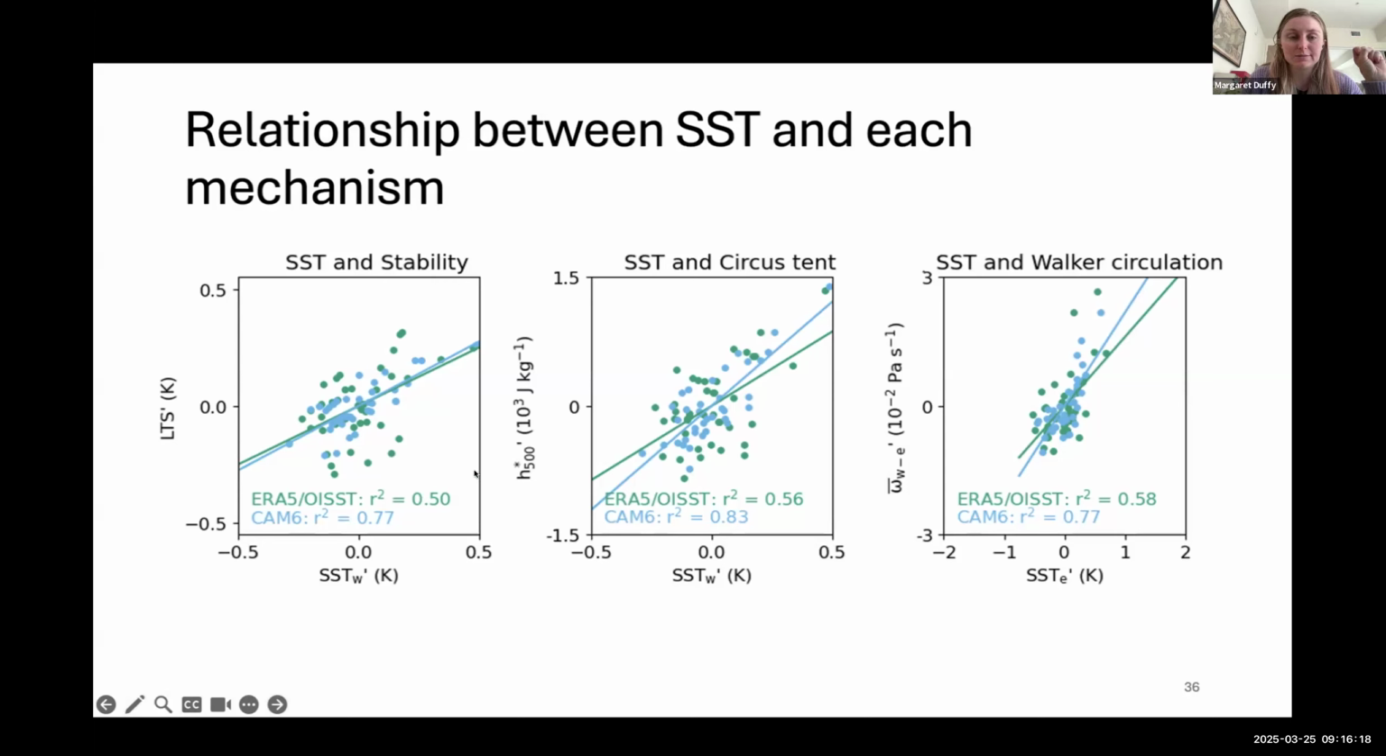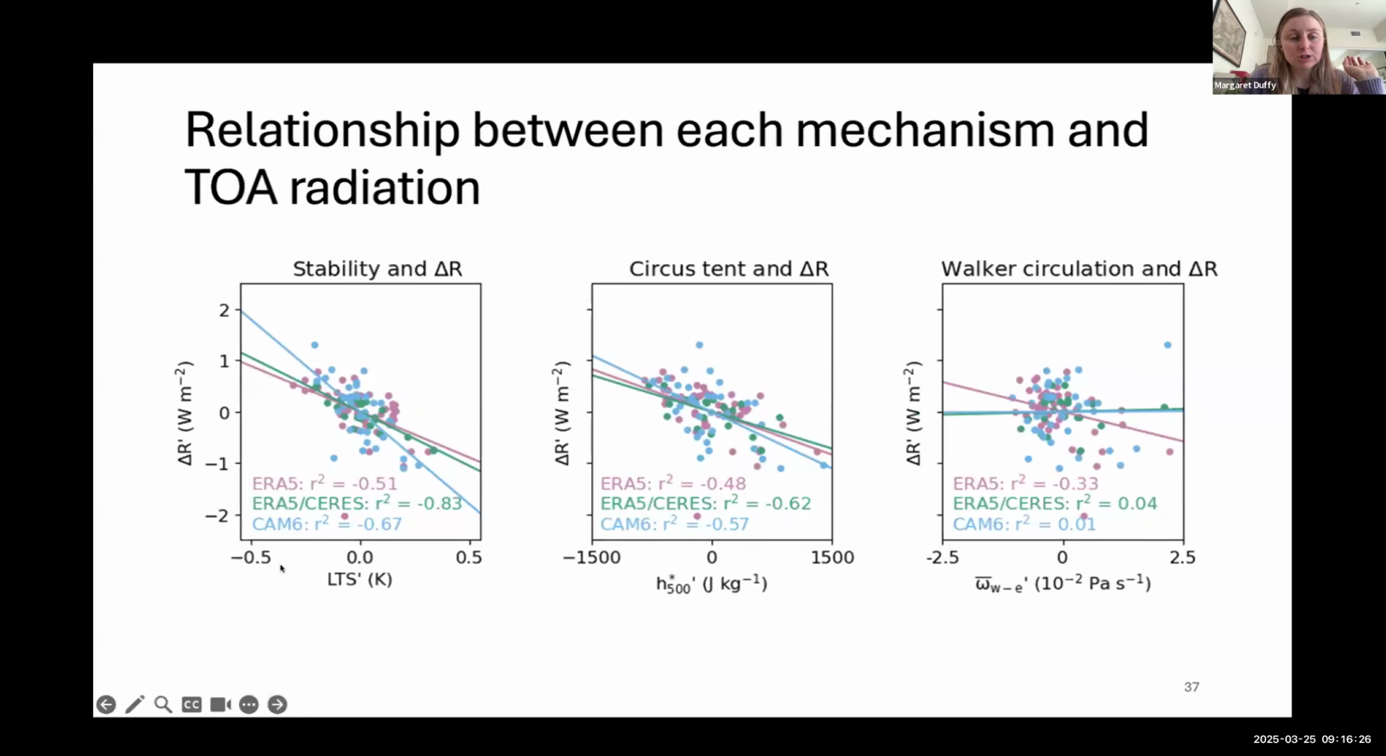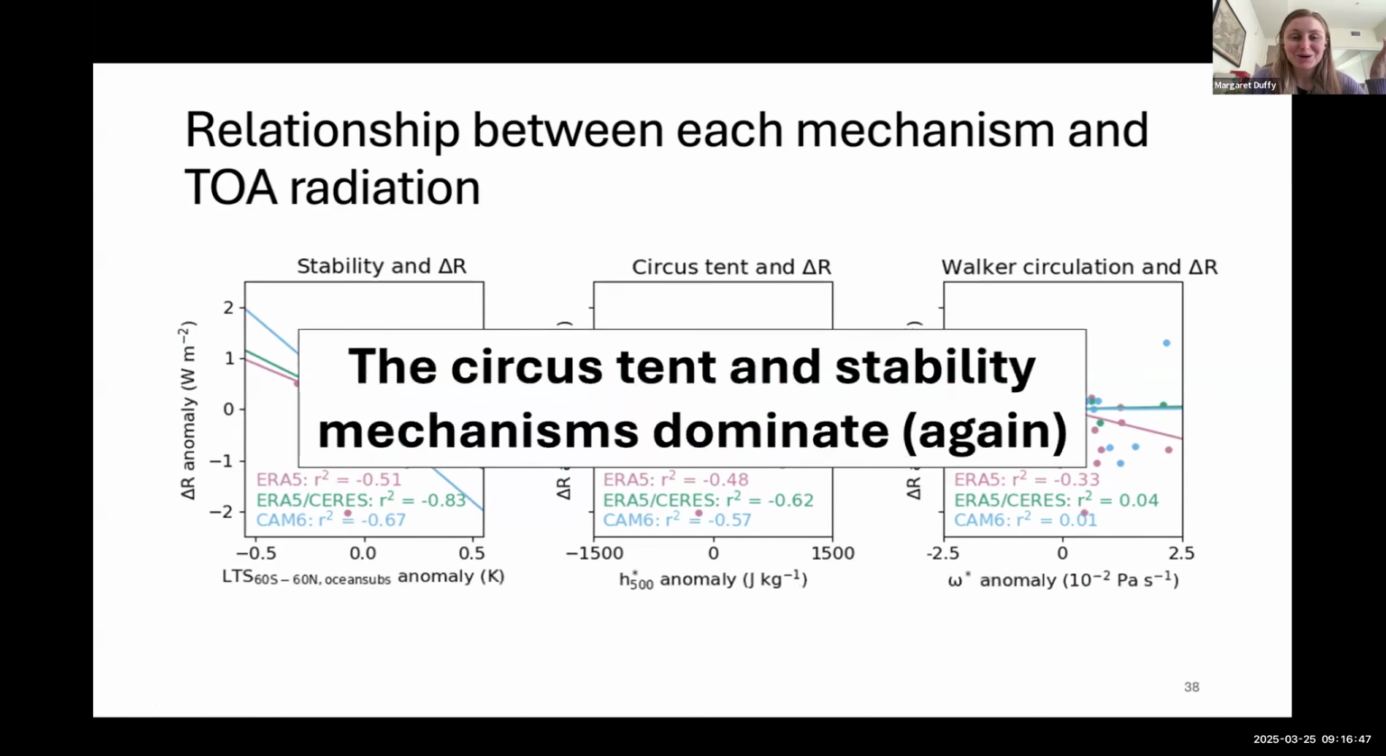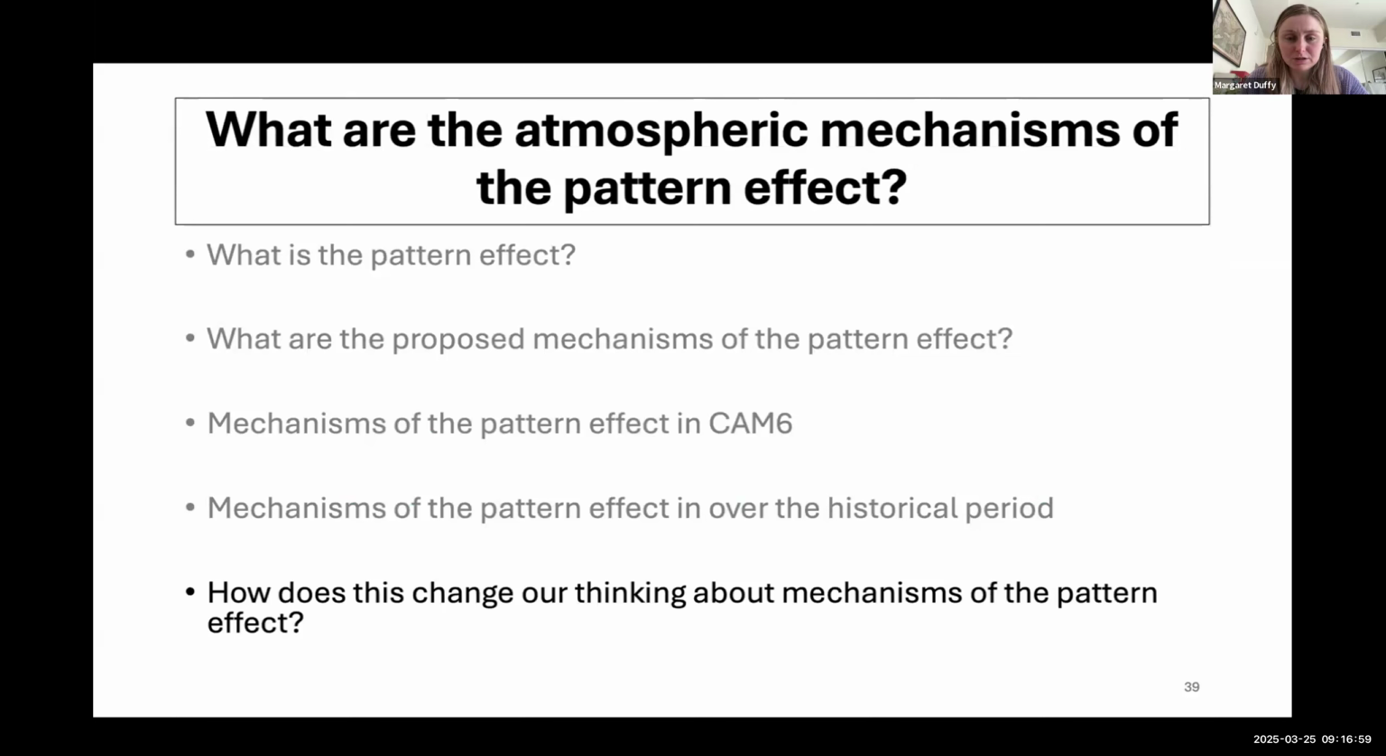We can see that all three mechanisms are showing some response to interannual variability in SST. This is reassuring. We expected this. But if we look now at the relationship between each of the three mechanisms and TOA radiation, we can see that there's actually not much going on with the Walker circulation strength. The TOA radiation is not really responding to variations in the Walker circulation strength, but it is responding to variations in the circus tent and stability mechanisms, which is nice. So again, circus tent and stability mechanisms are coming out. I was not expecting the model and the observations to be so consistent with one another, but it's nice that they are.